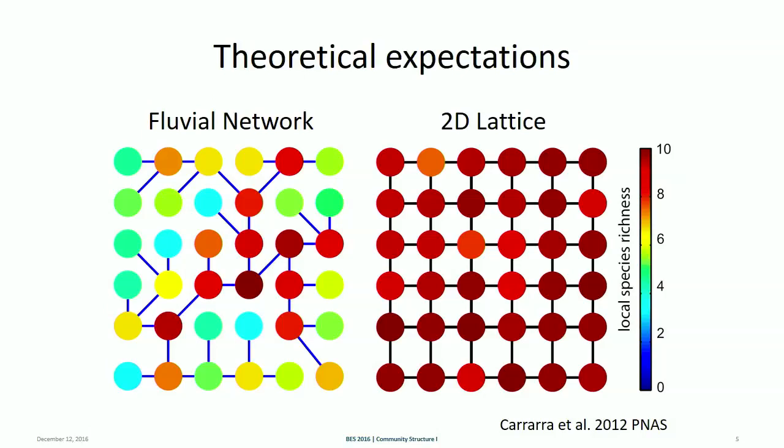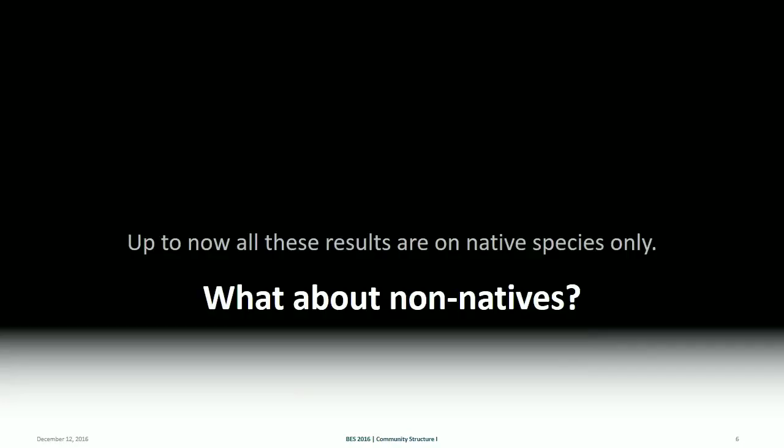And this is really a difference to, for example, these more grassland type of networks. But up to now, all these results and models have been just looking at native species, and as you know that with connectivity there is going to be invasibility and non-native species, and we are now interested in what is about non-native species within these networks.